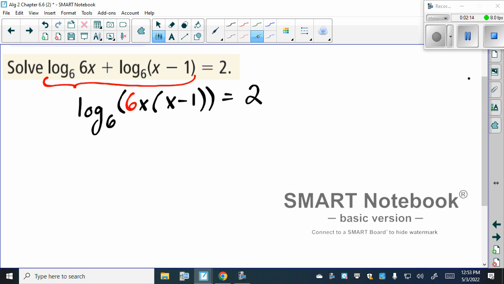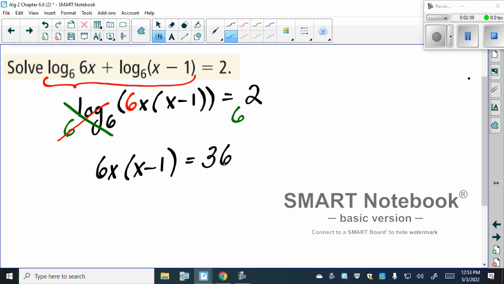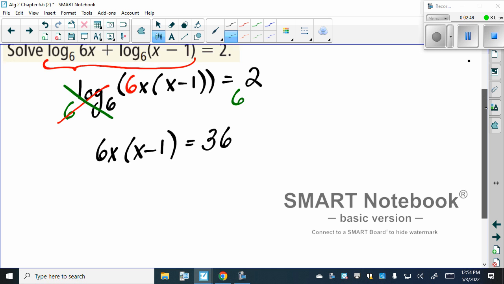Now from here we do need to simplify the logarithm, and to do that we're going to put both of these to the base of 6, because 6 to the log base 6 cancels out, leaving us with just 6x times x minus 1 is equal to 6 squared, which is 36. So the key part for this here is putting the two logarithms together and then using a base of 6 to simplify it.